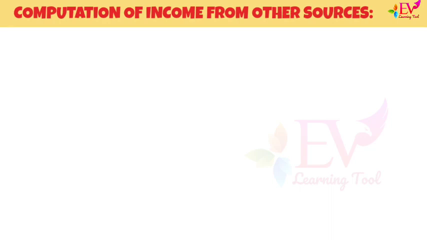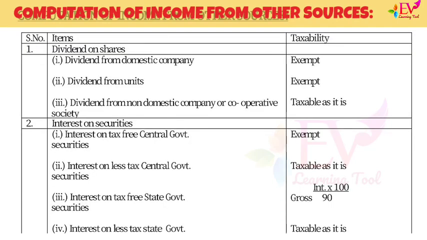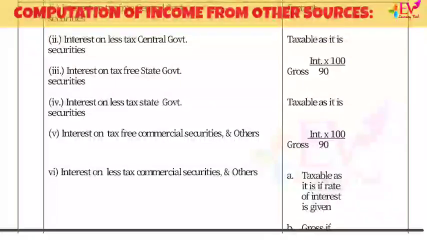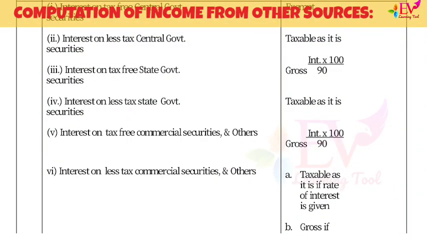Following is the computation of income from other sources. Dividend from domestic company and dividend from units are tax exempted. Dividend from non-domestic company or cooperative society is taxable as it is. In securities, interest on tax-free central government securities is tax-free. Interest on less tax central government securities, and interest on less tax state government securities are taxable as it is. Interest on tax-free state government securities, interest on tax-free commercial securities, and others, taxability is on gross interest.